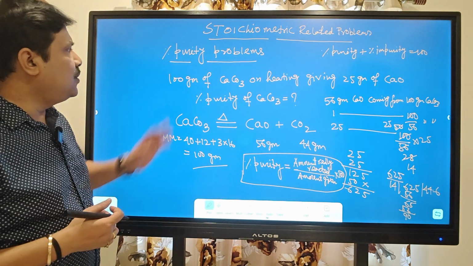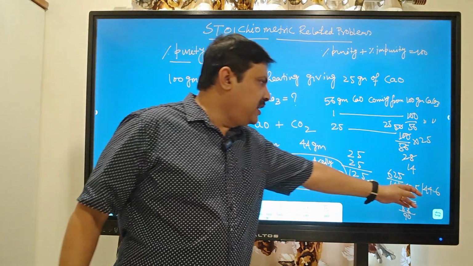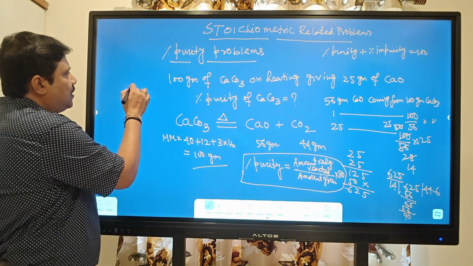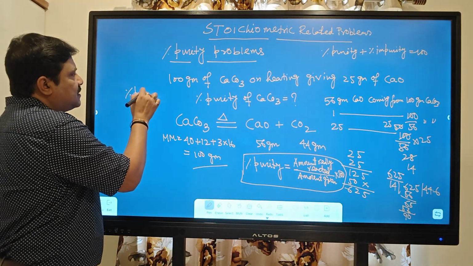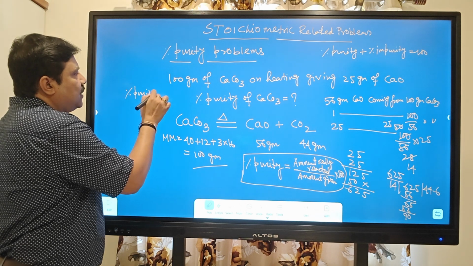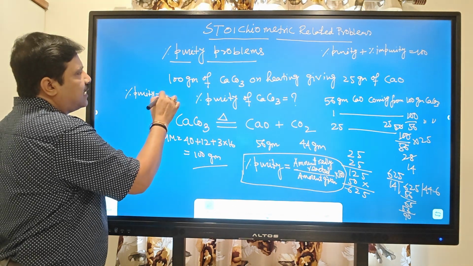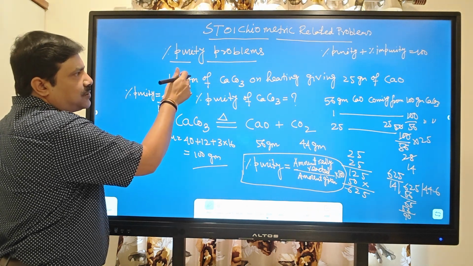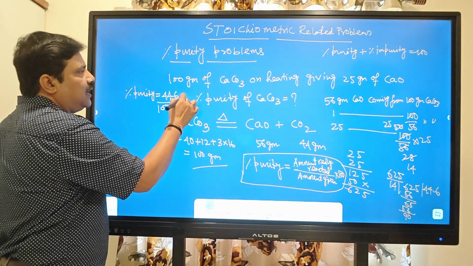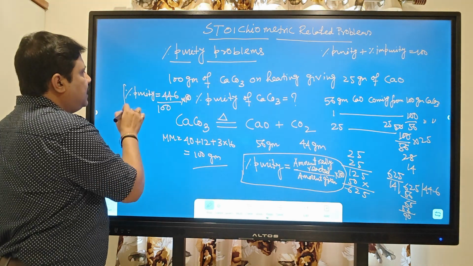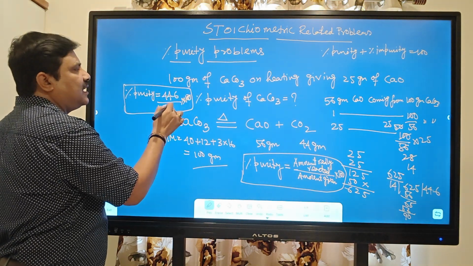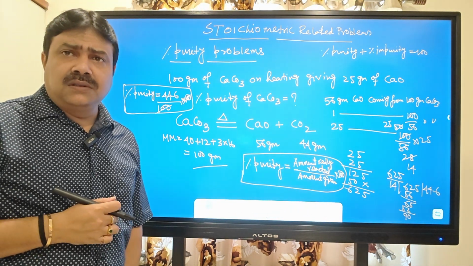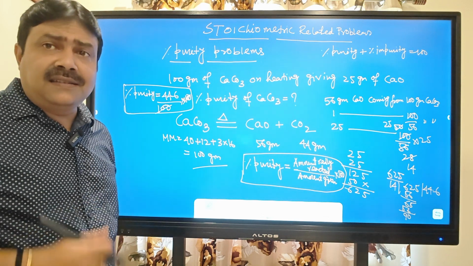So if you look over here, we calculated the amount really reacted, how much? 44.6. Then for this problem, percentage purity will be equal to amount really reacted, which is 44.6, by amount given, how much total is given? 100, into 100. Then immediately you will get, this is your calculation, 100 cancels, and you are getting 44.6 as your answer. Yes or no? Clear or not? So that is the idea.